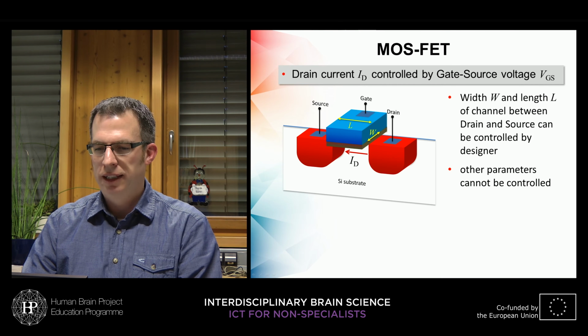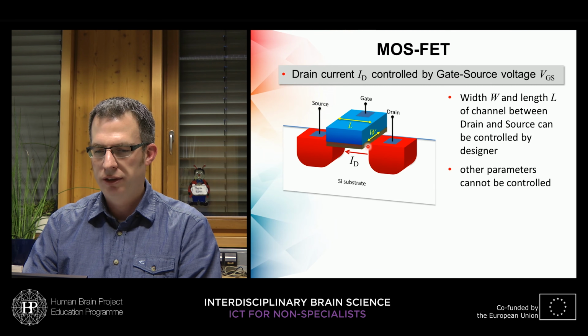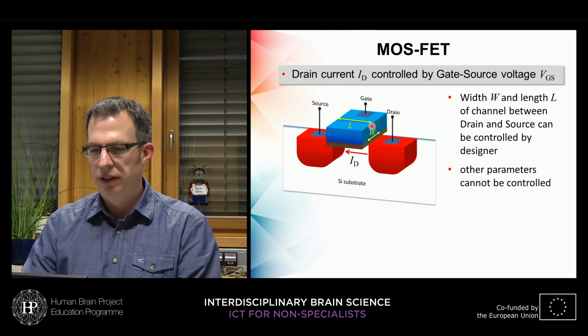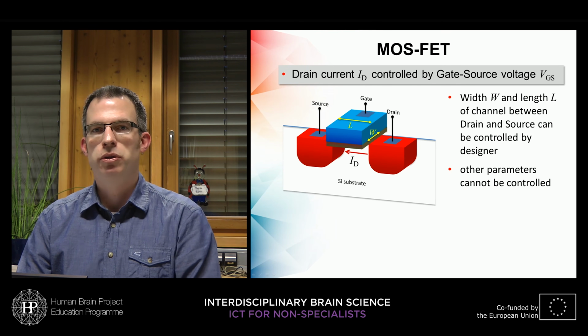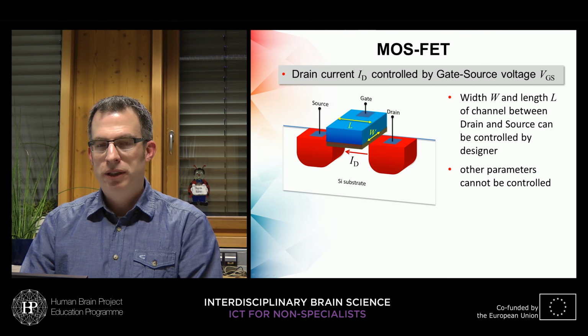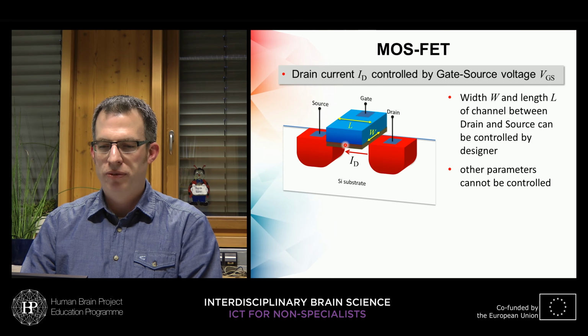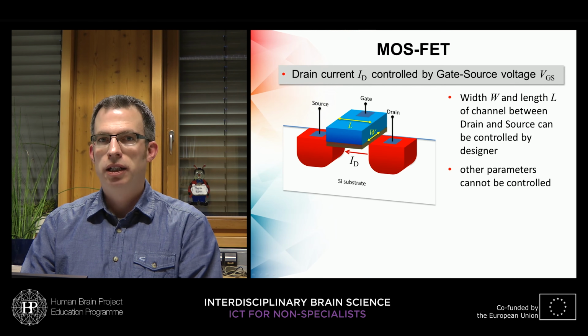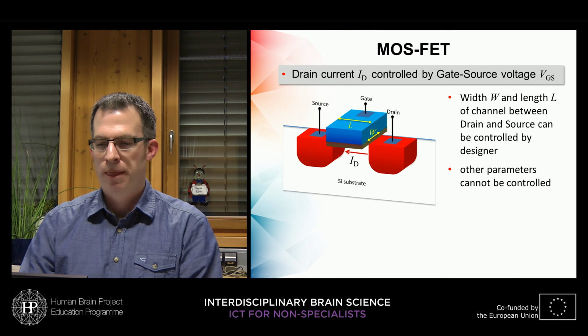And what a designer now can control is the width of this conducting area, so the channel between drain and source, that's the W here, and the distance between drain and source, which gives us the length of this channel. So these are the only two parameters that a designer can control, and these make up the properties of our MOSFET. Other parameters like the thickness of the insulating oxide layer here, of the insulator, cannot be controlled. They are inherent to the manufacturing process.